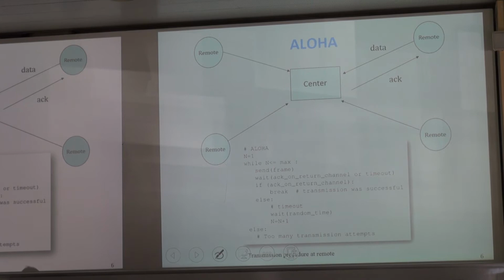So this is one of the MAC layer protocols, historically the first one. It's not the first one, it's the first one that is based on what is called random access. Random access means we try to send without coordination, as opposed to token passing, as I expressed before.